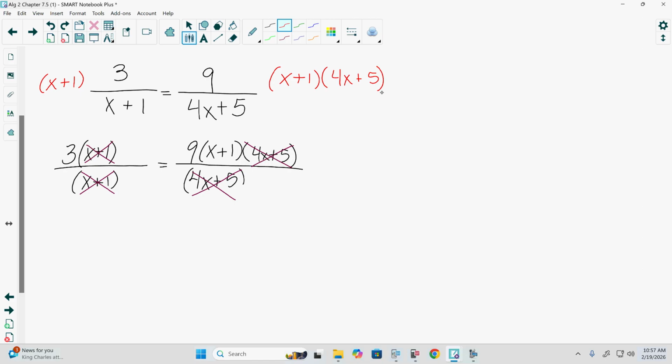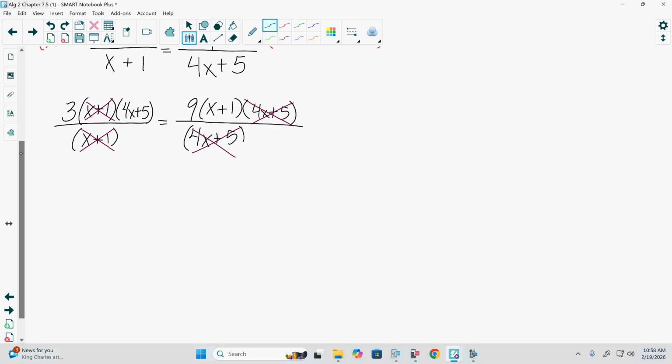But we can't just multiply one side of the equation by it. We've got to multiply both. Which means we're multiplying the left and right side also by 4x plus 5. Which is also telling me that the least common denominator for this equation is 4x plus 5 times x plus 1. Questions on how we got here?